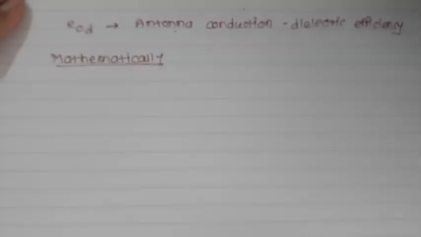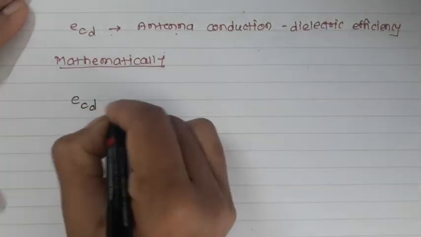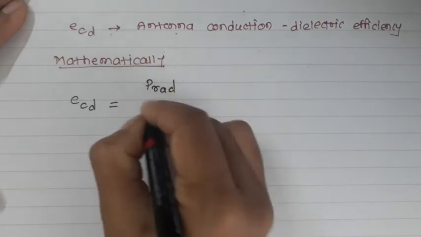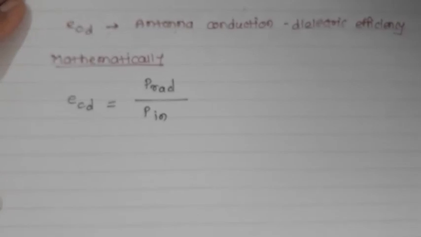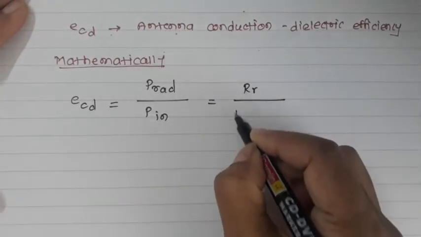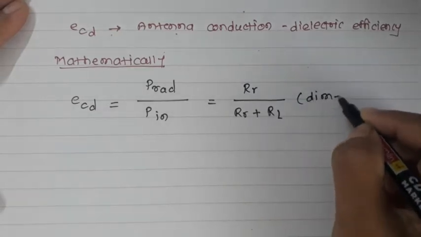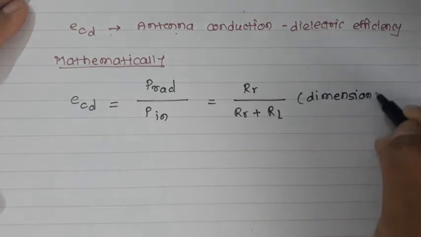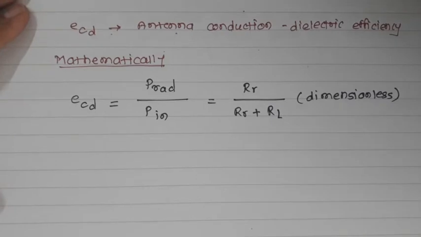The antenna conduction efficiency ECD is equal to P radiated divided by the input given to the antenna. So this will be RR divided by RR plus RL. As this is a ratio, this quantity has no unit; it is a dimensionless quantity. This efficiency is also denoted by K and is used to relate the gain and directivity.